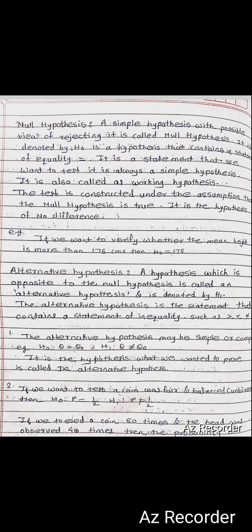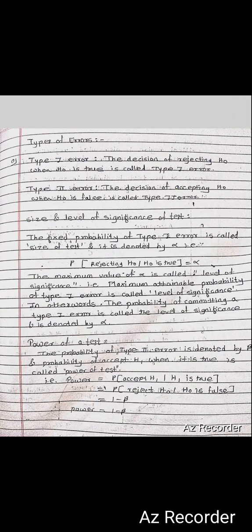The coin is not fair or balanced because our null hypothesis H naught is p equal to 1/2, that is 0.5, and in the alternative we get the value 0.8, which is greater than 0.5. So our assumption, that the probability is equal to 1 upon 2, which is 0.5, is rejected, that is, the coin is not fair or balanced. Now we see the types of errors.